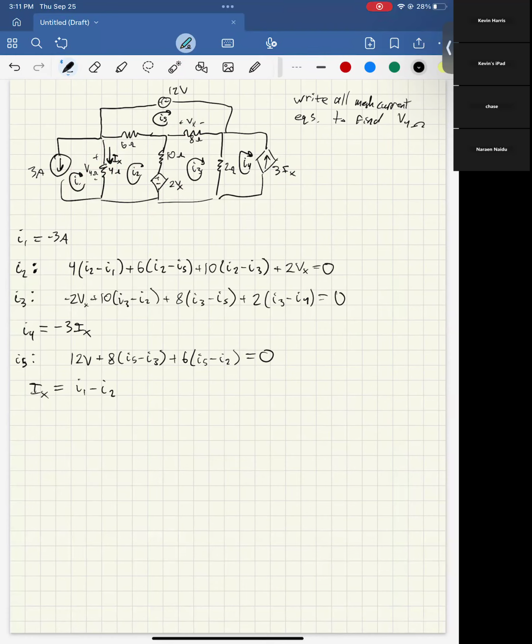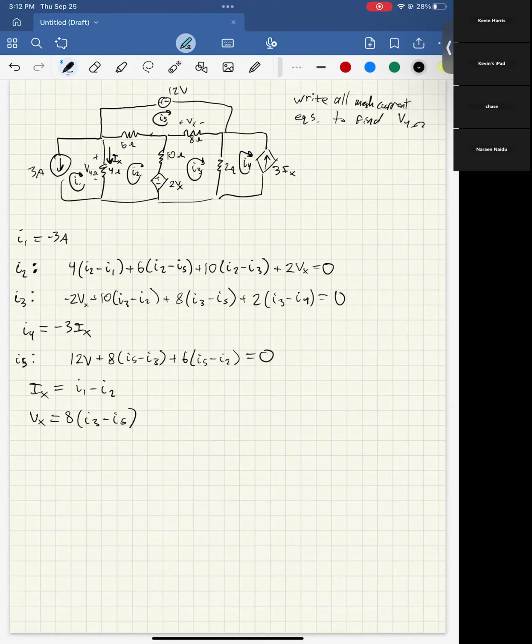Then for Vx, it has positive on the left and negative on the right, which means that it's kind of expecting current to be flowing to the right through it. That means I3 is going to be the positive one and I5 is going to be the negative one. And we're just going to end up writing that same term we saw earlier, which is that 8. So we saw it right here. So it's 8 times I3 minus I5.